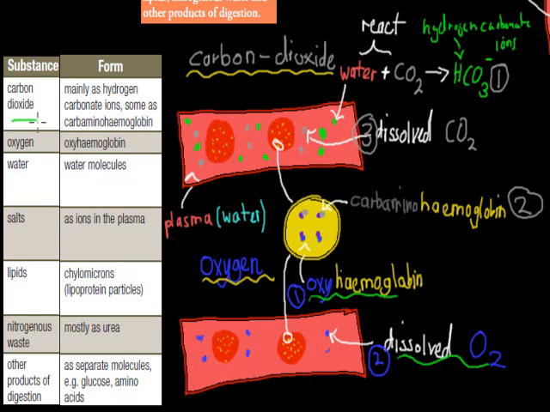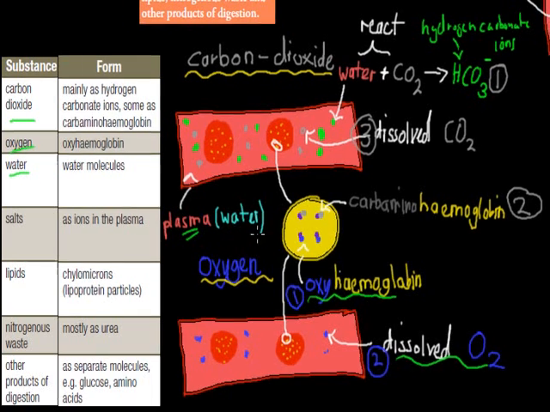We've got carbon dioxide, oxygen, and next is water. Water just travels as water molecules, and most of plasma is water. So plasma is salts and other products of digestion dissolved in water. I think 98+% of plasma is water.